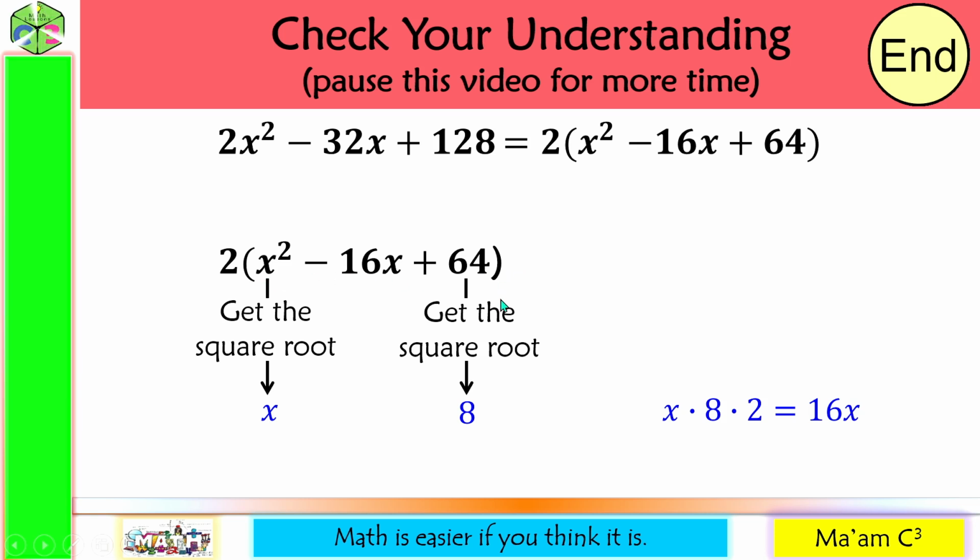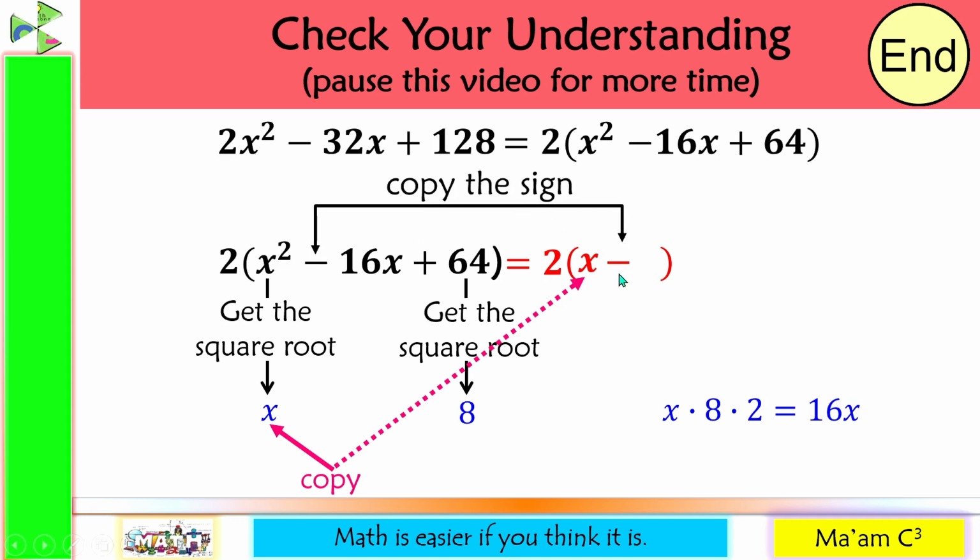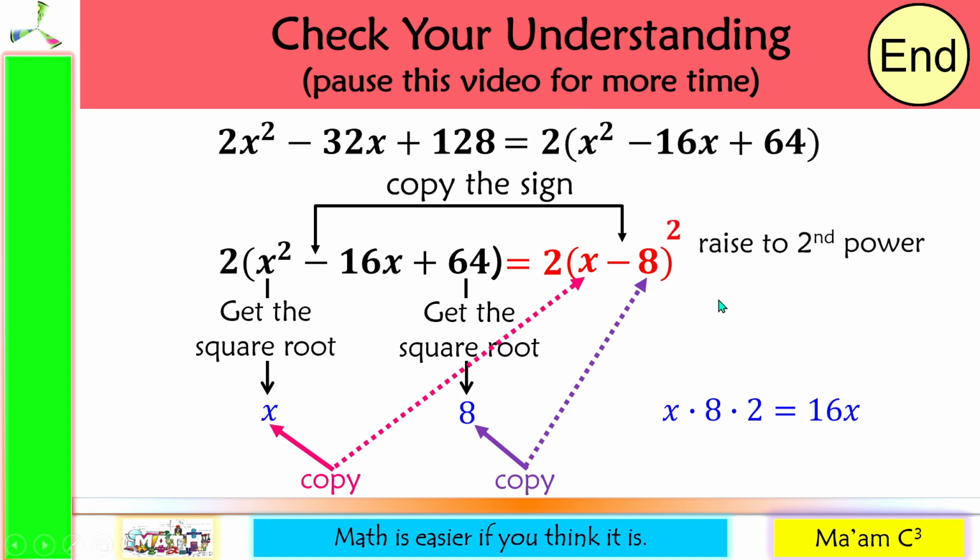Now, for the factors, let us not forget our GCF. Then let us copy this one, x, copy the sign of the middle term, so minus, and copy 8 for the second term of the binomial. And finally, raise to the second power. So this is now the complete factored form of 2x squared minus 32x plus 128.